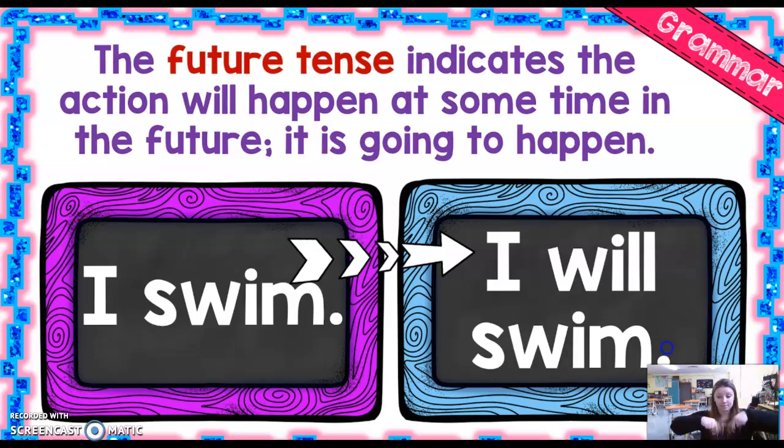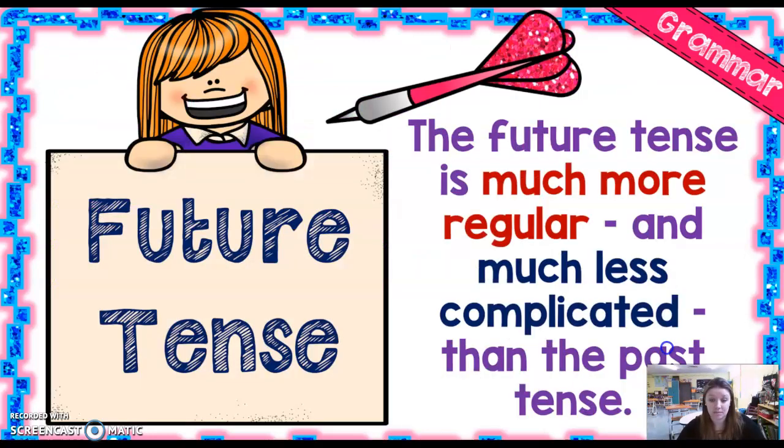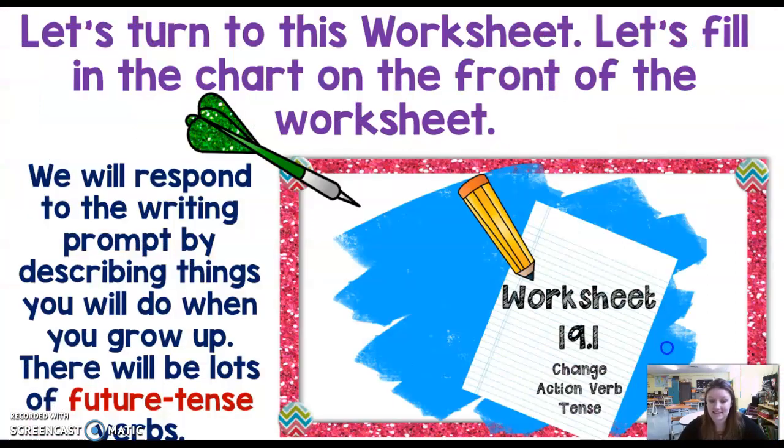So I swim is present tense right now. I will swim means it's going to happen in the future. Okay, the future tense is much more regular. We might say it's more normal. It's easier to make, right? It's less complicated than the past tense, okay? All you need to do is add will. So I fish, I will fish. I eat dinner, I will eat dinner, okay?